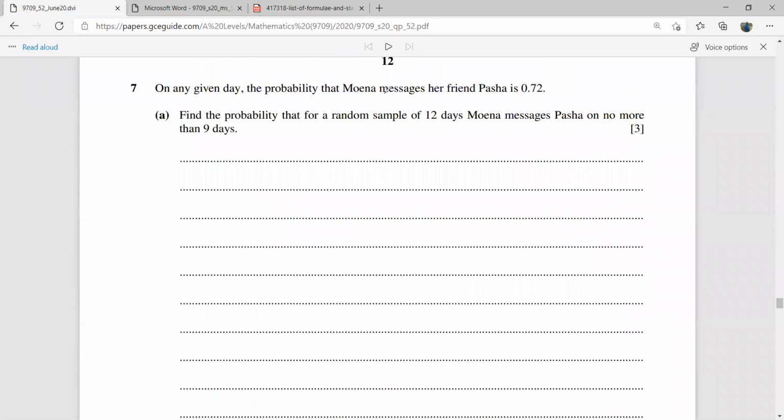Okay, Moina is a Veli person. She is Pasha. Now, okay, let's forget about Moina and Pasha. I was going to talk about them.